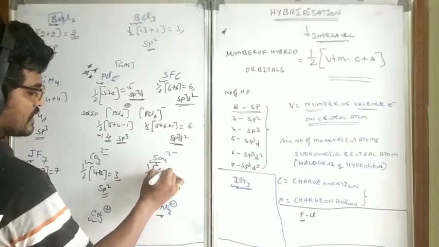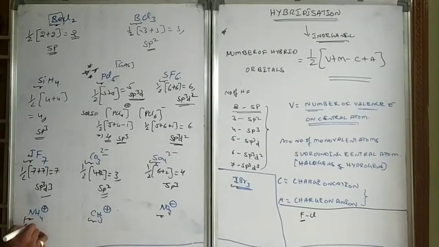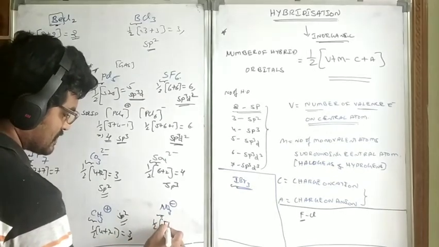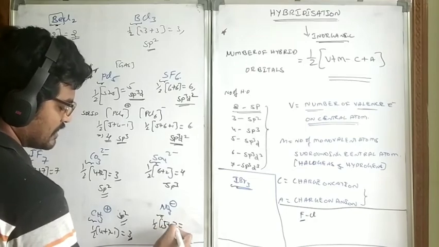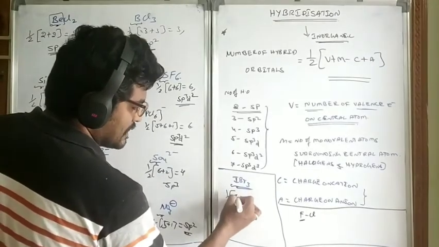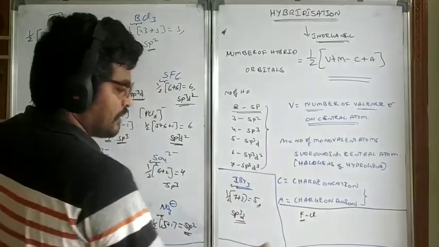SO4 2 minus means 6 plus 2 by 2, 4. It will be sp3 hybridization. NH4 plus: 5 plus 4 minus 1 by 2. Why 5 plus 4 minus 1 by 2? Because it is a cation. CH3 plus means 4 plus 3 minus 1 by 2. So it will be 3, and it is sp2 hybridization. NO3 minus means 5 plus 1 by 2, so it will be sp2 hybridization. IBr3, iodine is the central atom, so 7 plus 3 by 2, 5. It will be sp3d hybridization.